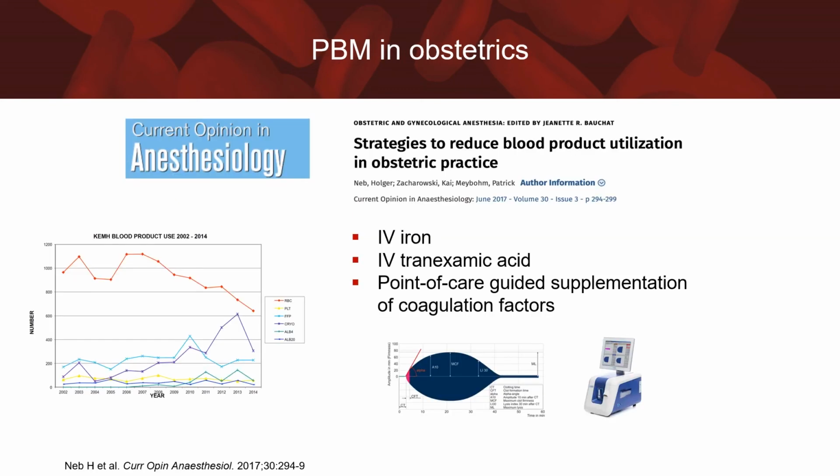Patient blood management has an important role to play in the practice of obstetrics. In the graph on the left, the red cell usage at King Edward Memorial Hospital in Western Australia has declined significantly since the advent of a patient blood management program in 2006. The strategies to reduce blood product utilization in obstetric practice include intravenous iron, intravenous tranexamic acid, and point-of-care guided supplementation of coagulation factors.